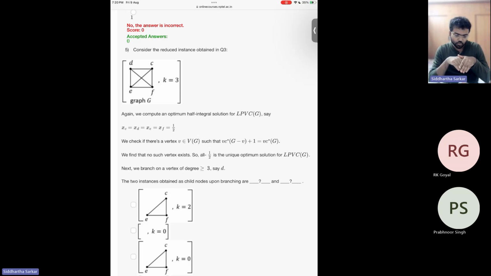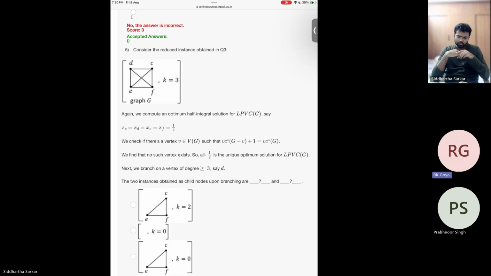So next they will do what is called branching. They're saying we branch on a vertex of degree at least 3. Now all the vertices have degree 3, so they arbitrarily choose D. If they take D into the vertex cover, then they cannot take any of its neighbors, so C, E, and F cannot be taken. But if they don't take D into the vertex cover, then the neighbors have to be taken because all the edges incident to D must be covered.